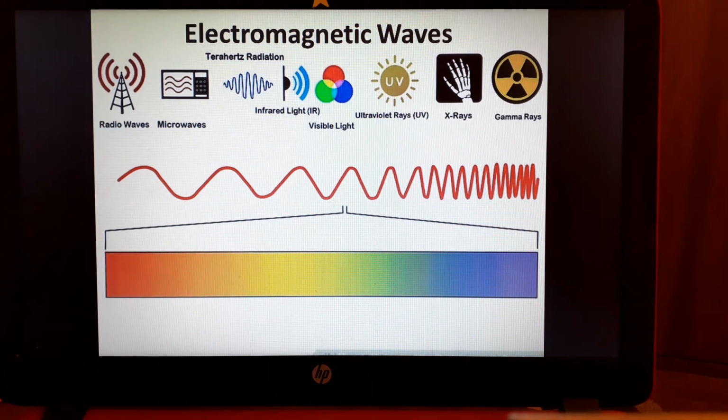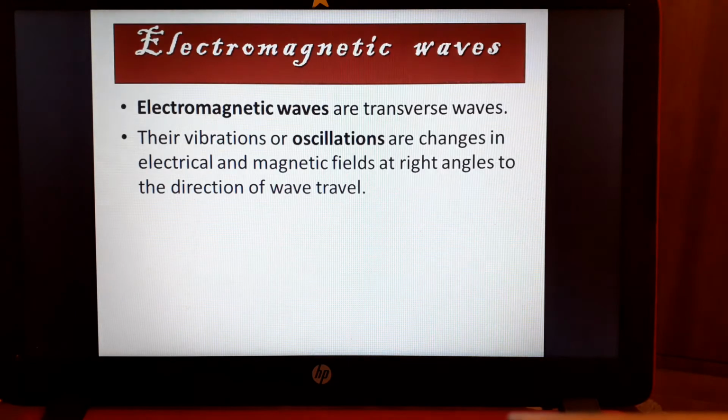Okay, now grade 7. This is about types of waves that we have been using a lot in our daily life, which is electromagnetic waves. Now, electromagnetic waves are transverse waves, which means they go up and down. Why do we call them electromagnetic? Because they change the electrical and magnetic fields at right angles. It doesn't matter very much to see how that works. We just need to know their properties.